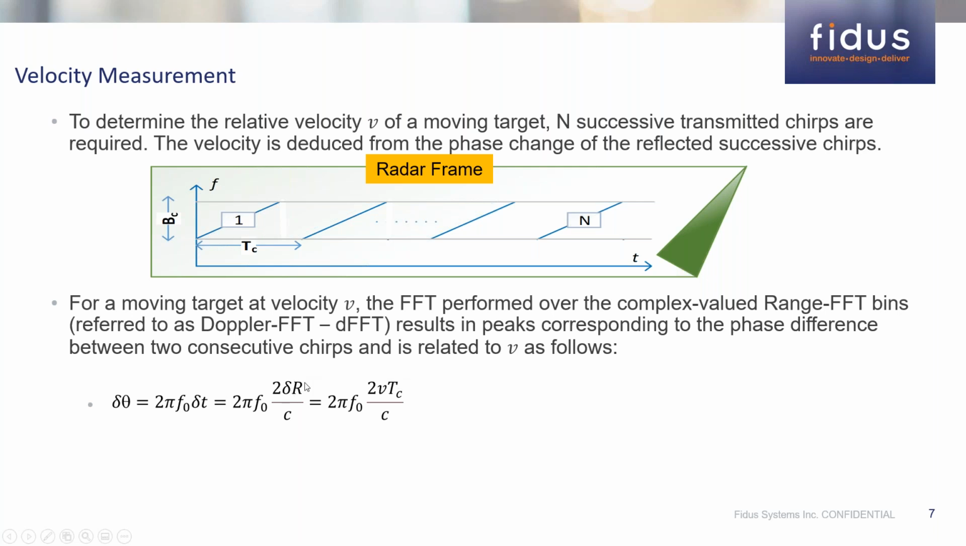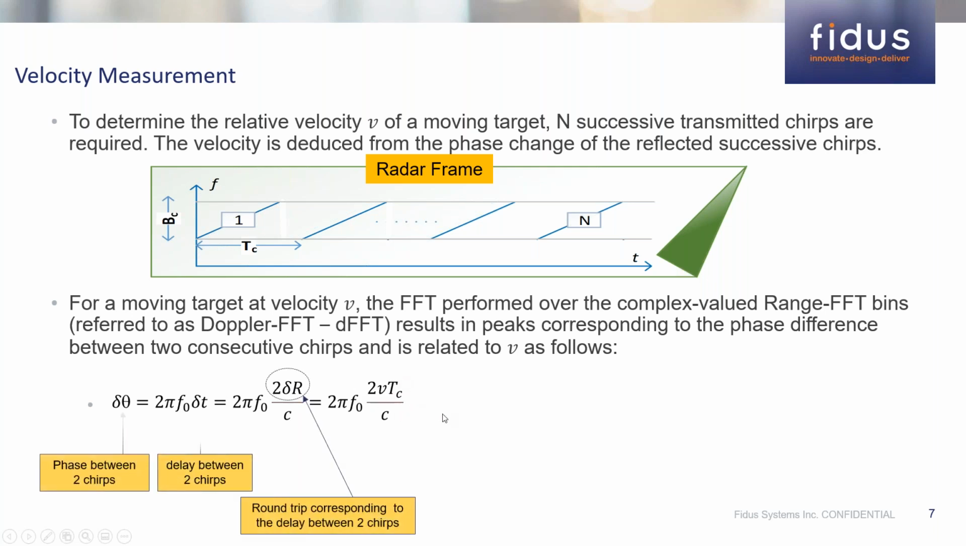And again, delta R can be replaced, since the vehicle is moving at a speed v, and the delta R will be done within the chirp time. So we are replacing delta R with V TC. And remember again, as I said, this is a round trip, so we have to count twice for delta R. So this is the equation of the phase.